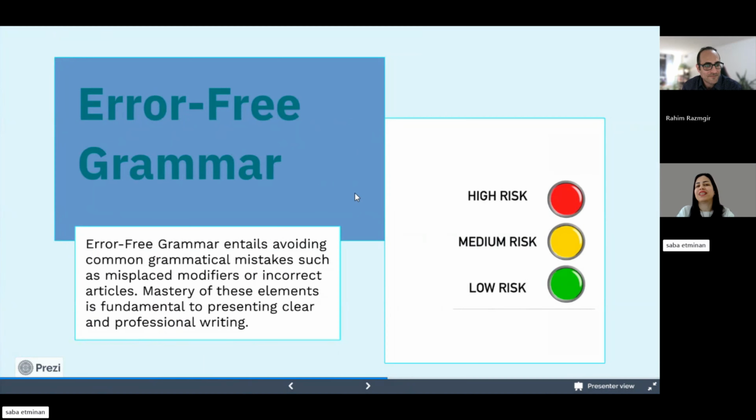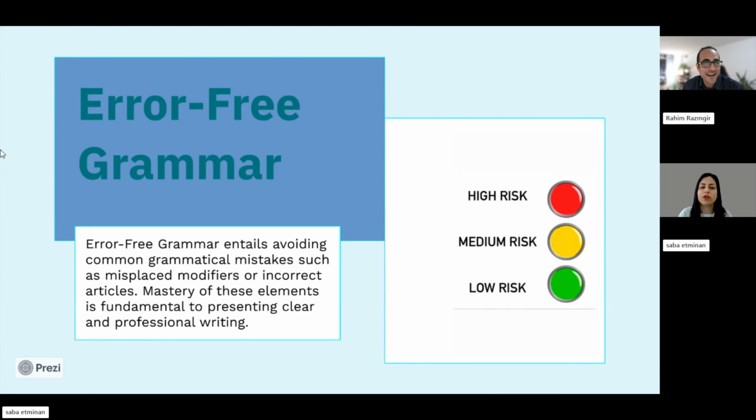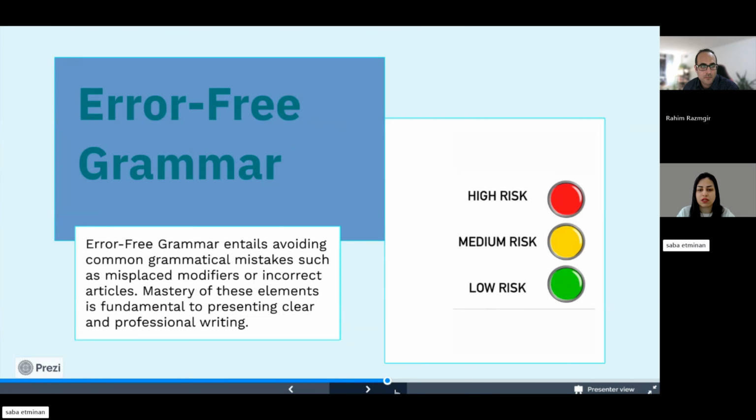And the error-free part that you mentioned, the grammar should be error-free. Finally, yes. It means avoiding common grammatical mistakes, such as, it happens a lot, misplaced modifiers or incorrect articles. You know, students have the tendency to use "it" there for lots of things, but it's not like that. It's not like we can use it anywhere that we like. So mastery of these elements is fundamental to presenting clear and professional writing, of course, if you want to have a high score.